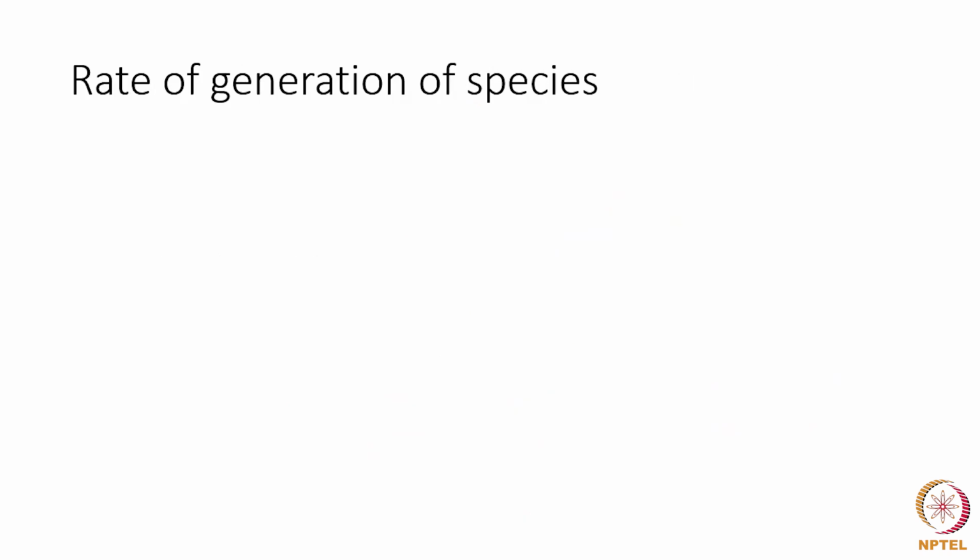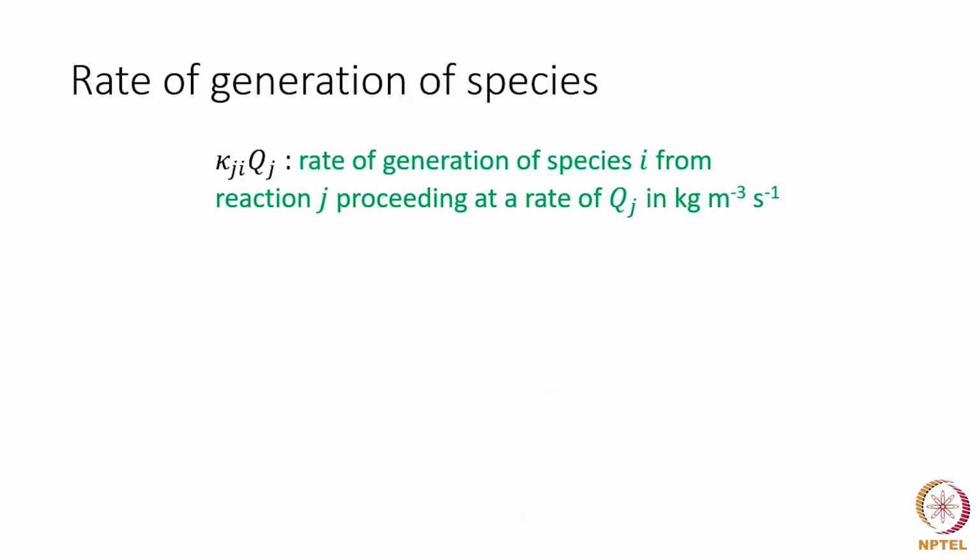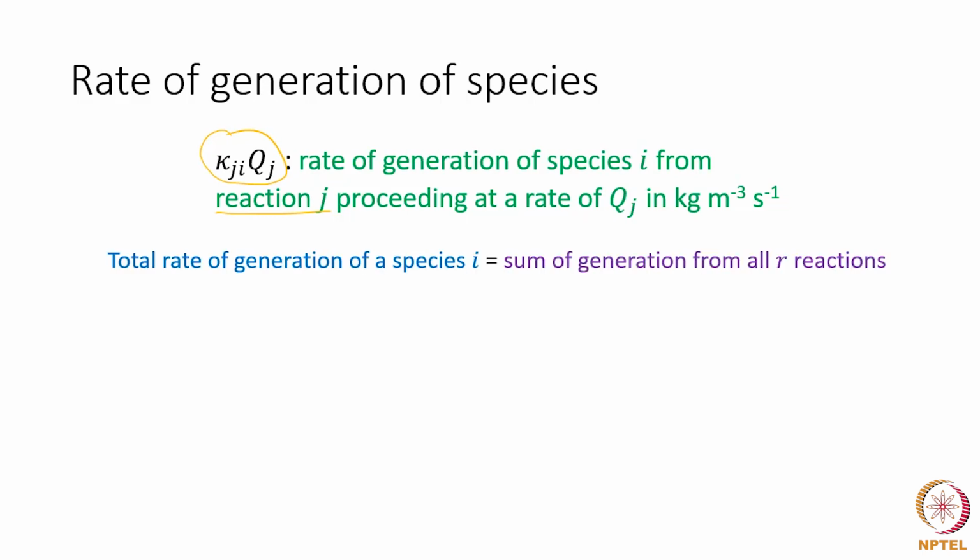Now the rate of generation of species, we have already mentioned that it is kappa ji qj, and this is for the jth reaction. Okay, and we said that there are r number of reactions that are possible in the domain, and therefore we can say that the total rate of generation of species I should be a sum of generation from all the reactions, which means that we should take a summation. So this is what comes out.